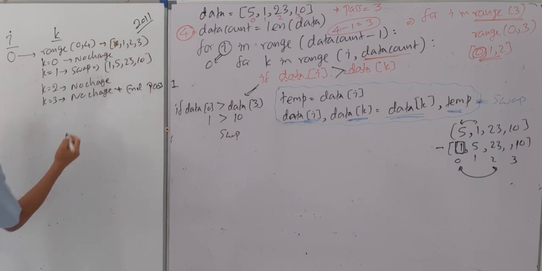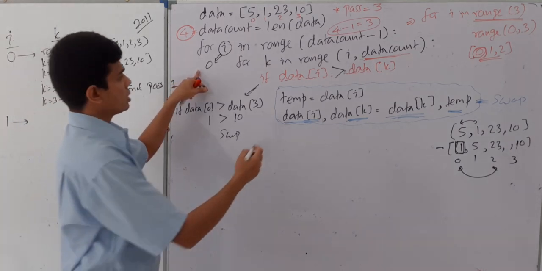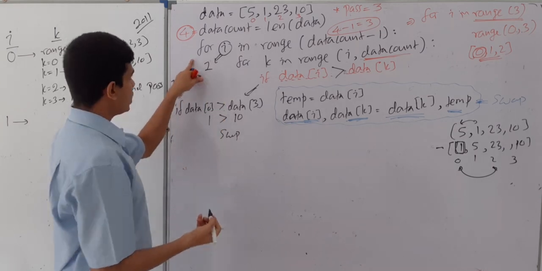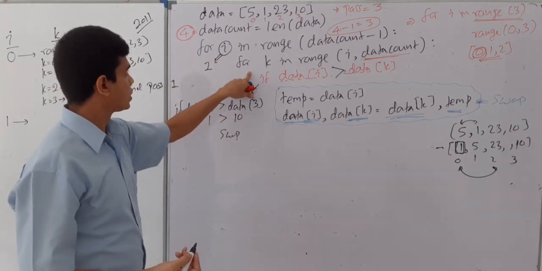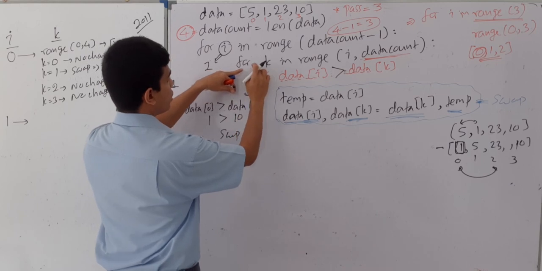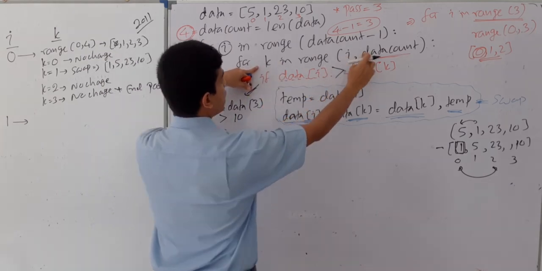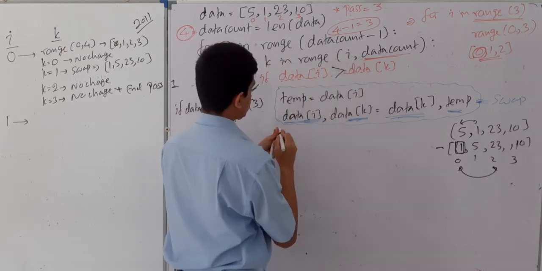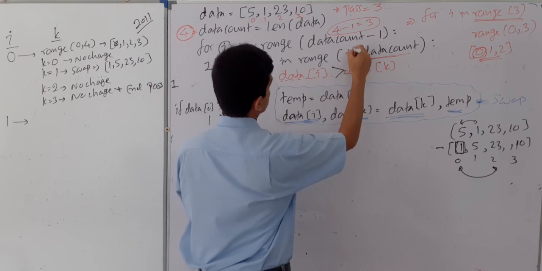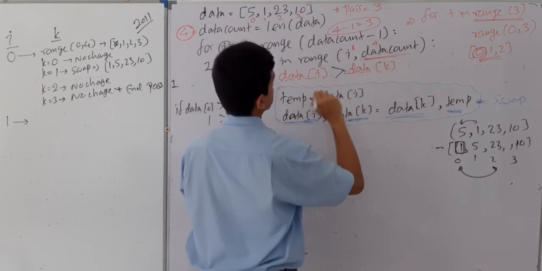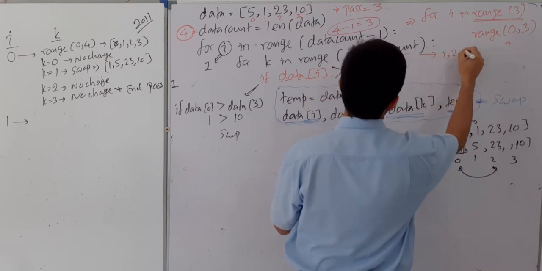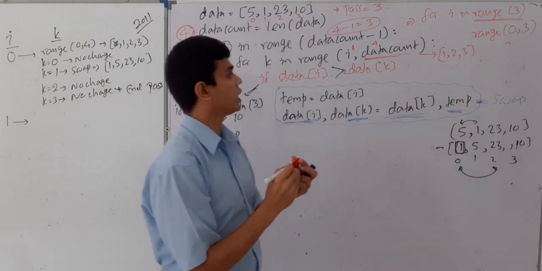The 0th item is over. Now we go to i becoming 1. Not 0, it is going to be 1. With 1 we go into the loop. Right. Then there we check for k in range i to data count. What is that then? i is going to be 1. Here it is going to be from 1 to data count, which is 4. That's a value set. So it is going to create values 1, 2, and 3. There are 3 iterations to be continued now.